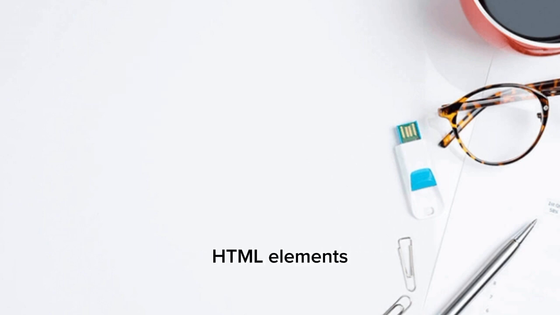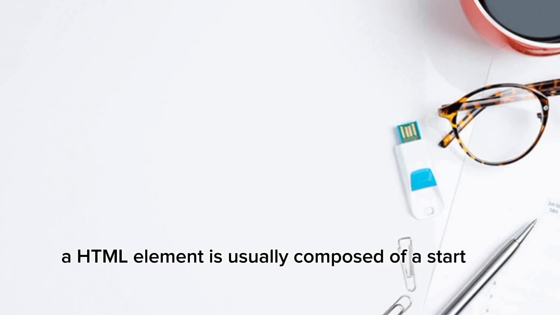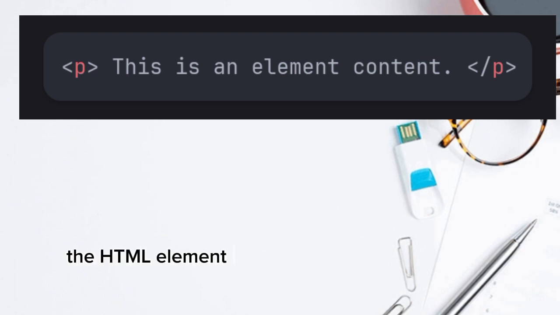HTML elements. An HTML element is usually composed of a start tag, element content, and an end tag. Here's an example. The HTML element is composed of the following: one, the paragraph starting tag, two, element content, and three, the closing tag of a paragraph.